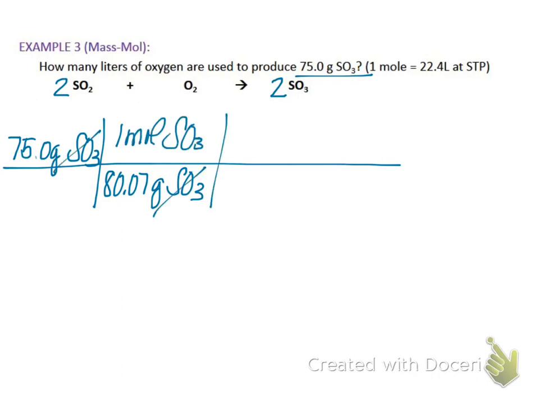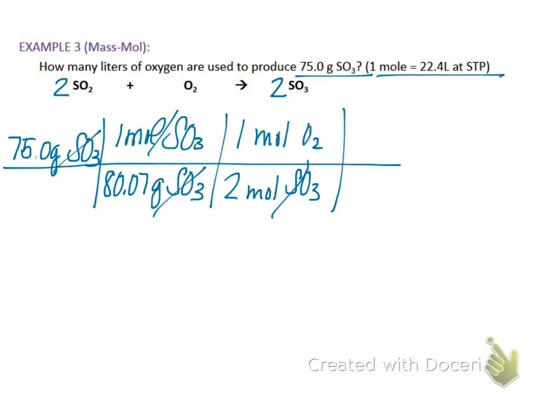Cancel, cancel. Now, since I'm in moles, now I can use my mole ratio. So there are 2 moles of SO3, and it requires 1 mole of oxygen to make that. Cancel, cancel. So if it was asking for grams, at this point I would plug in my molar mass of oxygen, but it's not asking for grams, it's asking for liters. And luckily they gave it to me right there.